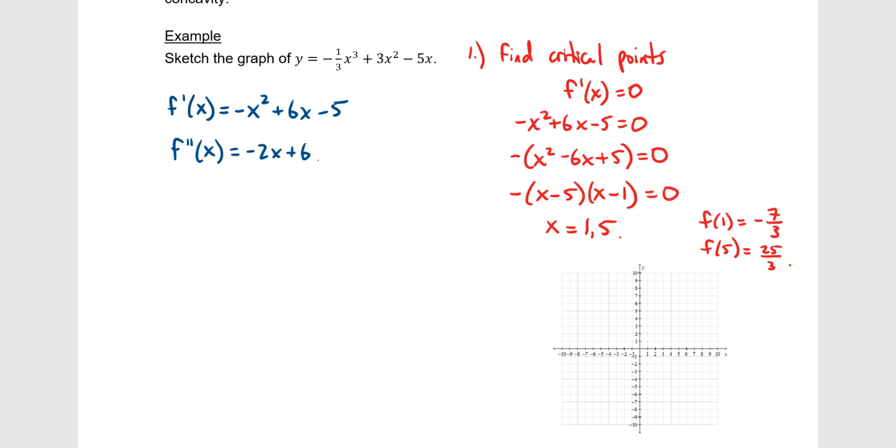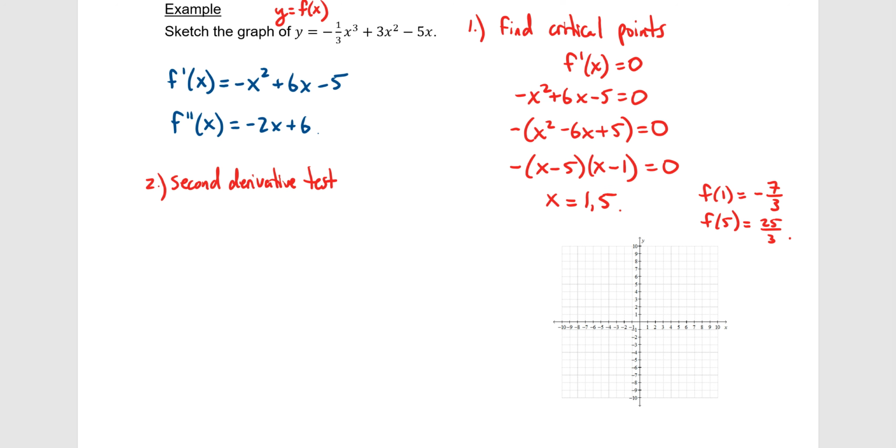And I'm using f of x. This one says y. Just know I'm using y equals f of x here. Okay, so those are the critical points. And we can use the first derivative test like we did before. But let's use the second derivative test. And this is going to determine if they're relative max or relative min.